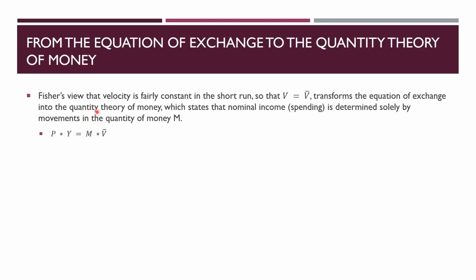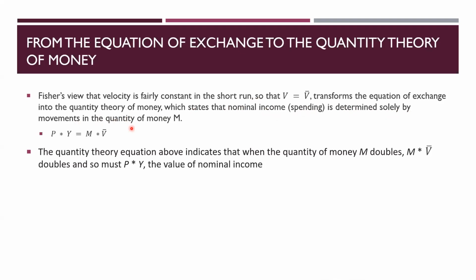So the quantity theory of money simply states that nominal income, which is our spending, is determined solely by movements in the quantity of money. So the quantity theory of money equation above indicates that when the quantity of money M doubles, M multiplied by V bar doubles, and so must our P multiplied by Y, which is the value of nominal income. This is just what I was saying when I was explaining this bullet.